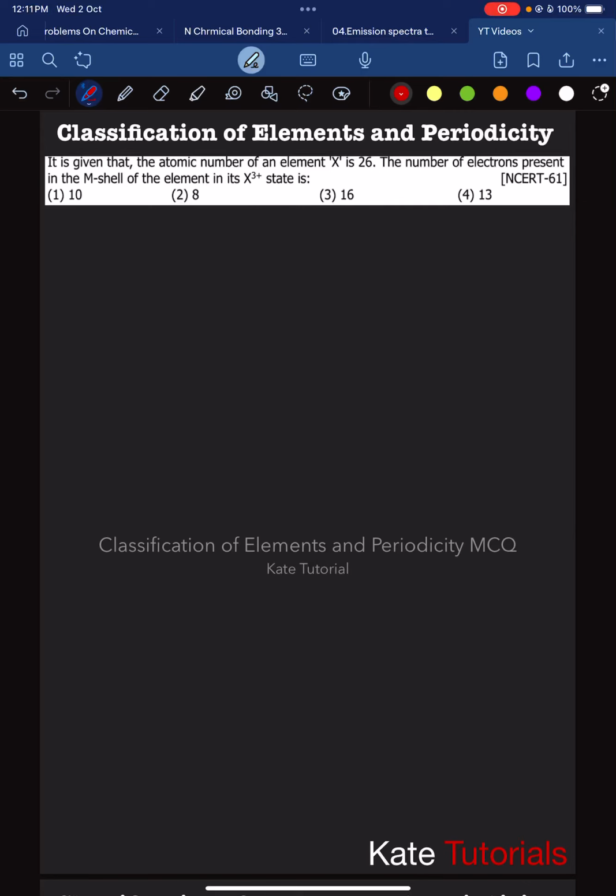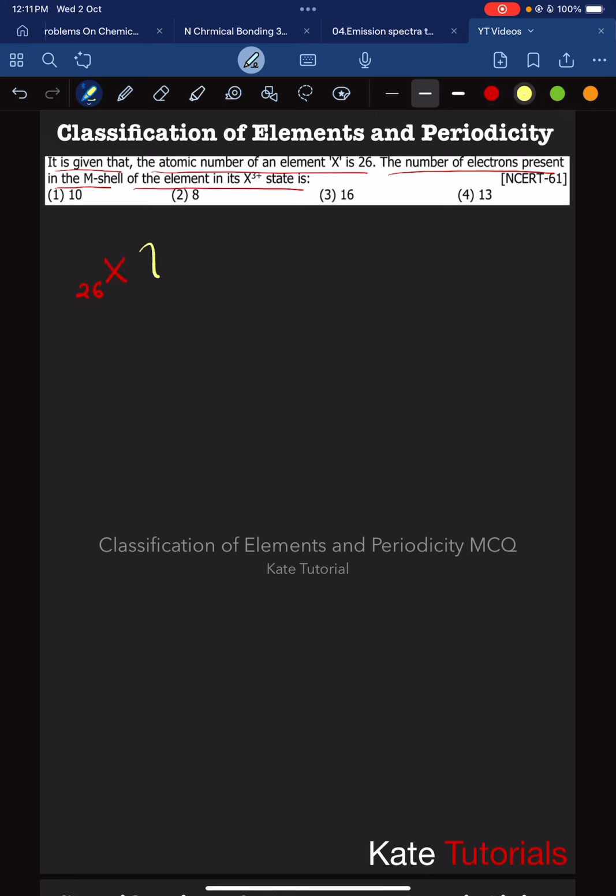So here I am going to discuss a few questions regarding periodicity. It is given that the atomic weight of element X is 26. The number of electrons present in M shell of element X3+ state is, right? So here the given element is what? Whose atomic number is 26, right?